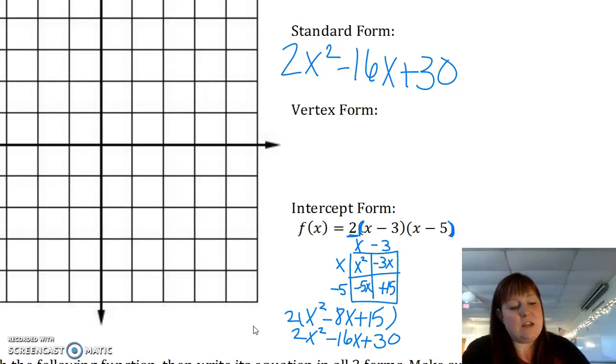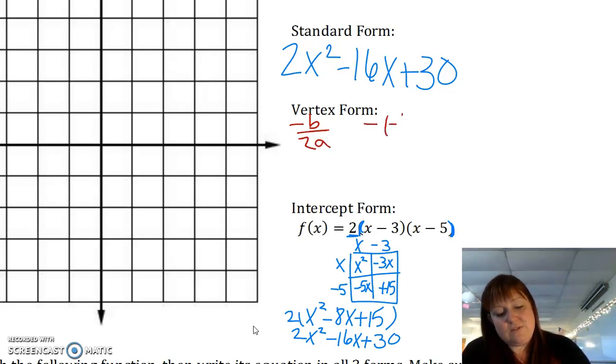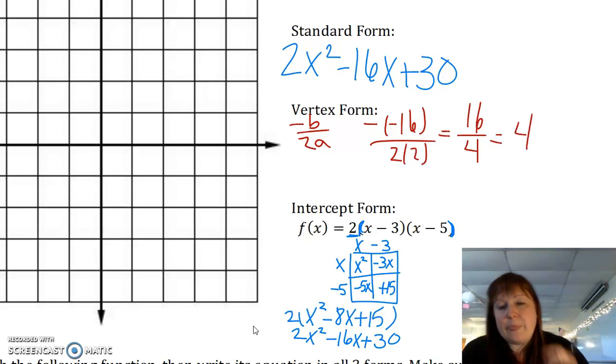Okay, so let's start by finding our axis of symmetry. Our axis of symmetry is negative b over 2a. So that's negative negative 16 over 2 times 2. So that's 16 over 4, which is 4. Okay, so our axis of symmetry is at 4. So then to find our actual vertex, we need to put 4 back into our original equation and figure out what y equals. When x equals 4, what does y equal?